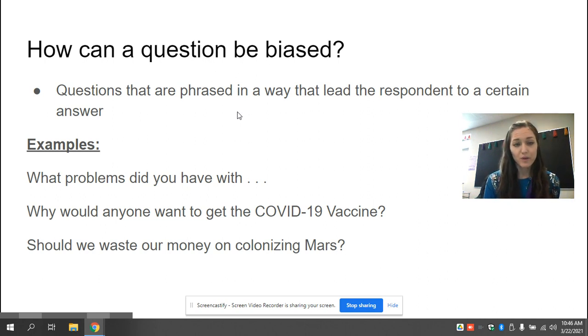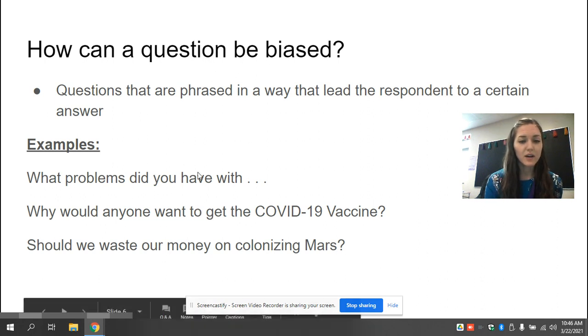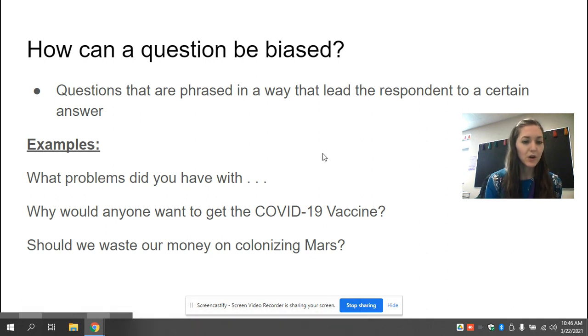How can a question be biased? Questions that are phrased in a way that lead the respondent to a certain answer could be biased or leading questions. And here are some examples of those. I'll read these out loud and then we'll kind of go over what makes them biased or leading questions. What problems did you have with fill in the blank? Why would anyone want to get the COVID-19 vaccine? Should we waste our money on colonizing Mars?